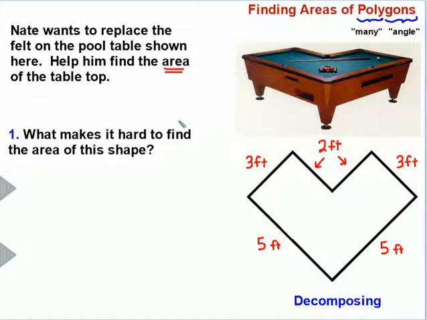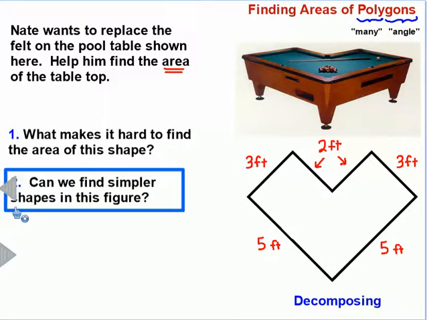Now, what makes it hard to find the area of this shape? Well, obviously, it's not a square. It's not a rectangle. It's not a triangle. It's not a trapezoid. It's not a parallelogram. We don't have any formulas for finding this particular shape. So let's try a different tack. Can we find simpler shapes in this figure? Can we find any simple shapes that we do have formulas for? Let's look here.